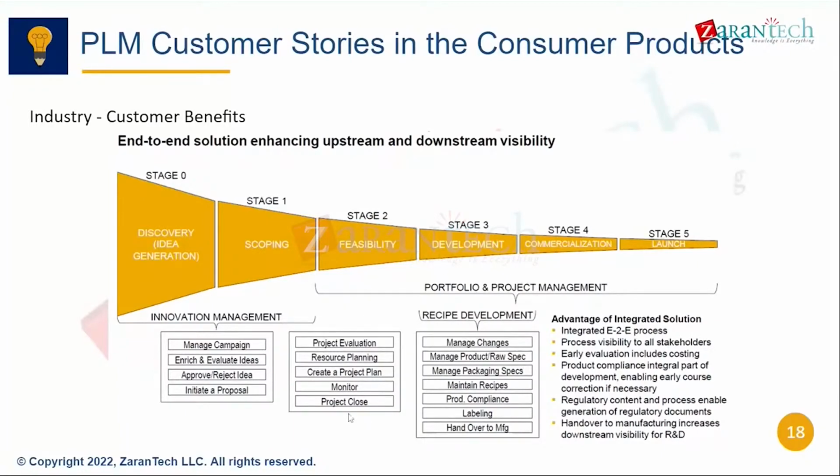The link between project and PLM is the recipe development. That's why you can see that recipe development falls under this stage. Within this picture you can see that in stage 3 the recipe development starts once a project is confirmed from portfolio and project management, and then the real recipe development starts here, and different activities within recipe development take place.